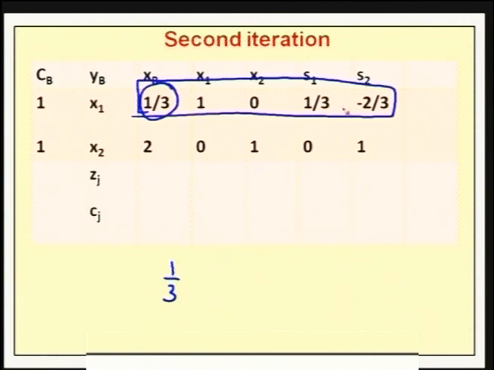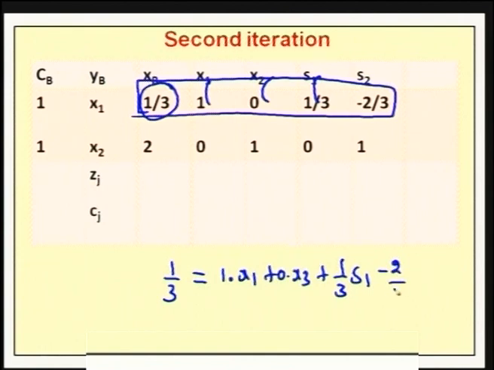The corresponding row is called the source row. From the source row, we have 1 by 3 equal to 1 into x1 plus 0 into x2 plus 1 by 3 into s1 minus 2 by 3 into s2. So, we have to add the fractional constraint for this problem.